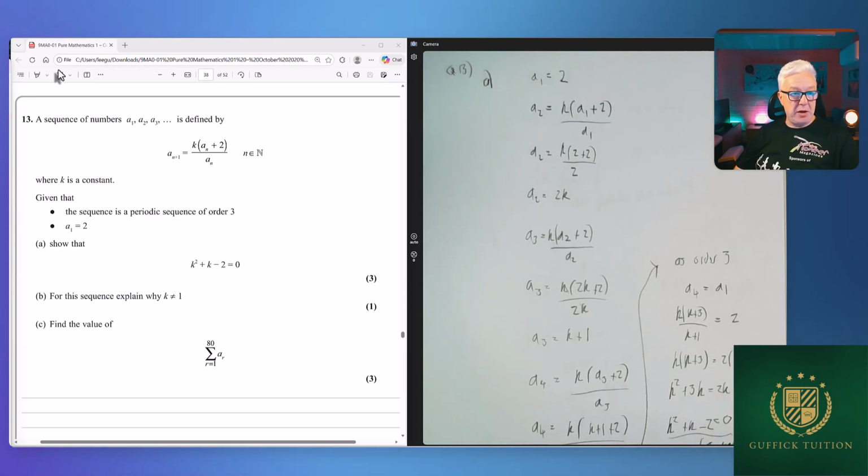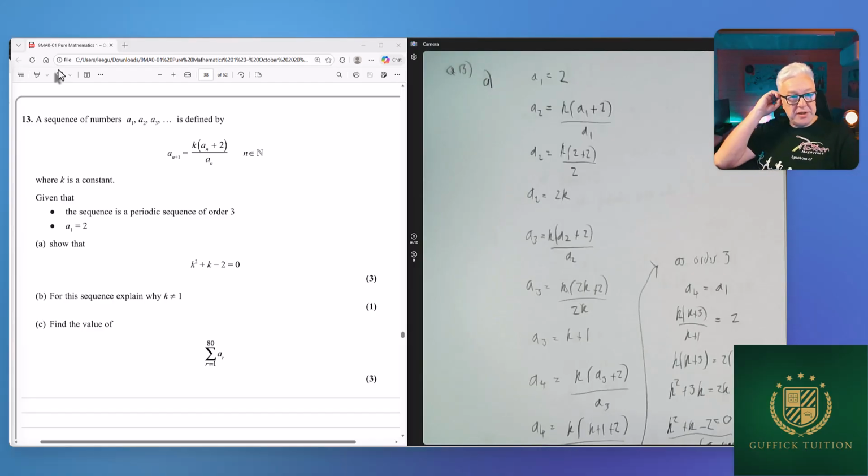So it says a sequence of numbers a1, a2 and a3 is defined by a(n+1) equals k times (a(n) + 2) all over a(n), where n is a member of the set of natural numbers, where k is a constant. Given that the sequence is periodic of order 3 and that a1 is 2, show that k squared add k minus 2 equals 0, for 3 marks.